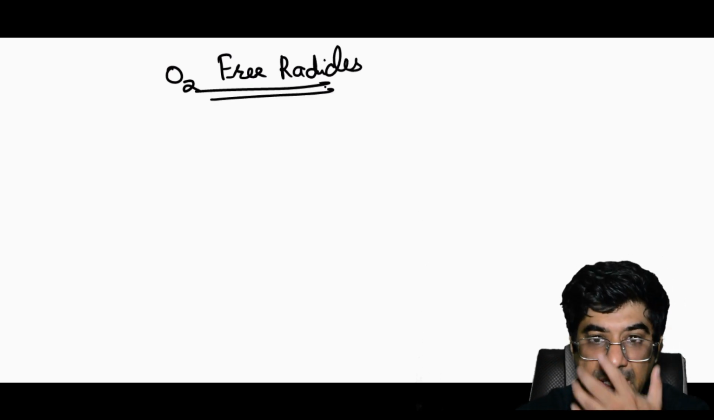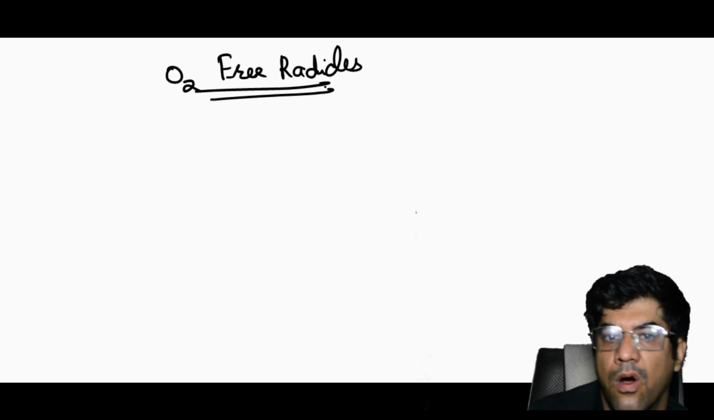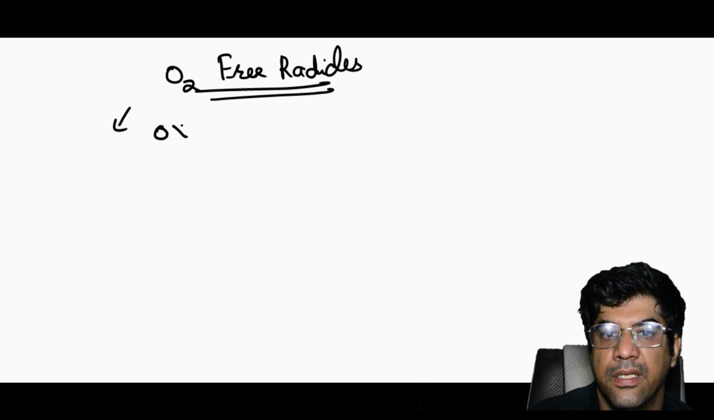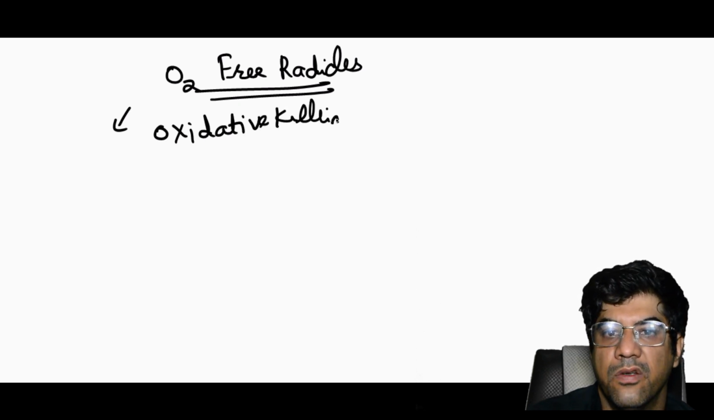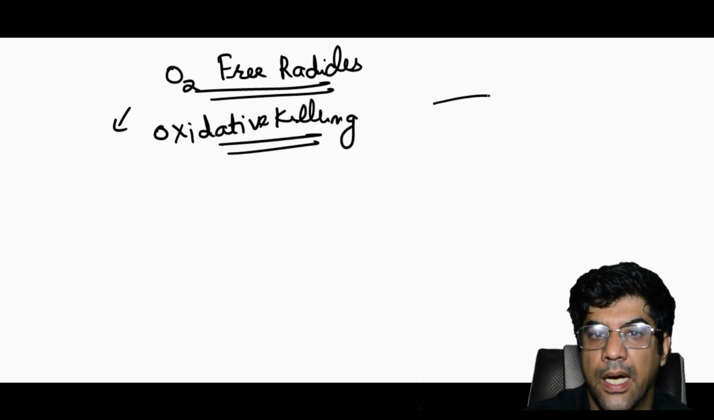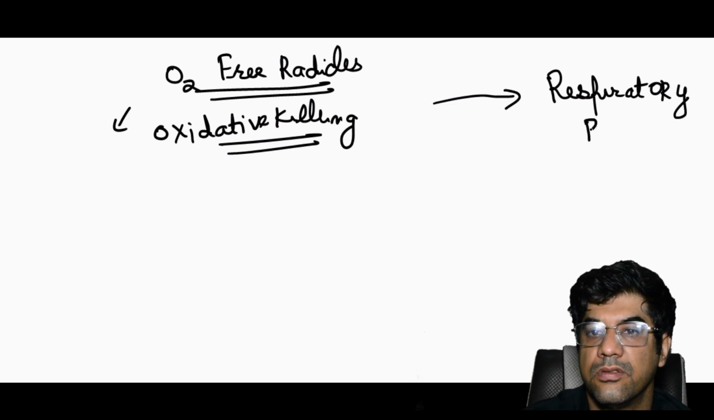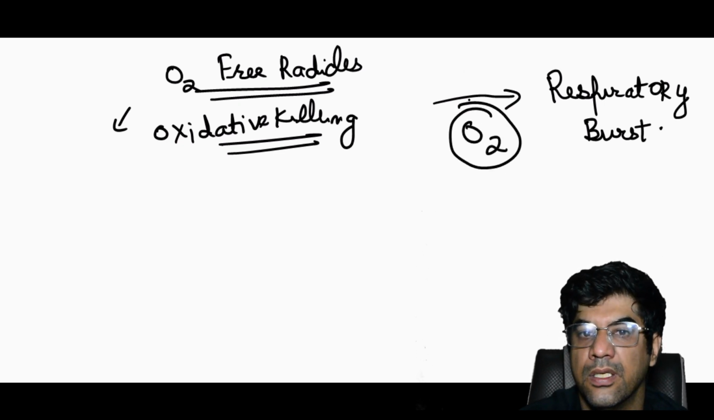An important way our cells kill microbes is by using reactive oxygen species. That is known as oxidative killing. When a phagocyte engulfs a microbe, it undergoes a respiratory burst. Here it consumes a lot of oxygen.